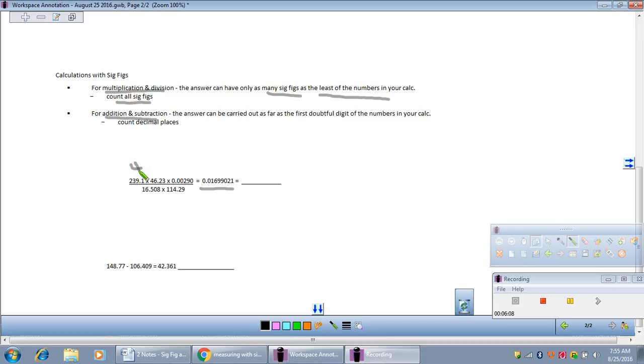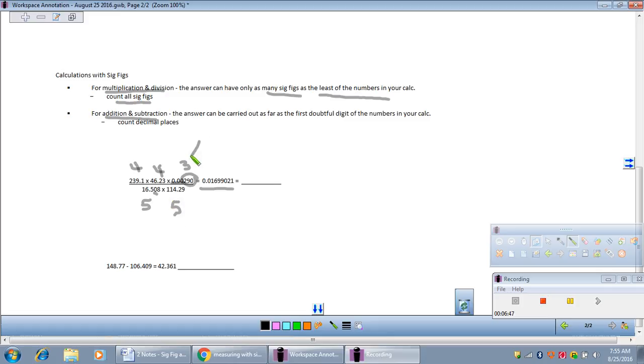239.1 has 4 sig figs. 46.23 has 4 sig figs. 0.00290, well, we've got leading and trailing zeros. Leading zeros never count as significant, but because we have a decimal, this trailing zero does give us information, so this has 3 significant figures. 16.508, we have a 0, but it's sandwiched, so that's definitely significant. So 1, 2, 3, 4, 5 sig figs, and 114.9, 1, 2, 3, 4 sig figs.